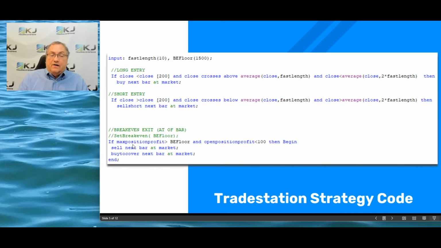I tend to like that a little bit better. But what it says here is if the max position profit is greater than that floor amount, and at the close of the bar, if the open position profit is less than $100 per contract, meaning it's close to break even, then you sell or buy to cover to exit either your long or your short. So that's the exit. It's a break even. It's a pseudo break even because it doesn't exactly get you out at break even, because it waits till the next bar, and it also has that $100 open position profit, but as it gets close to zero, it will exit.